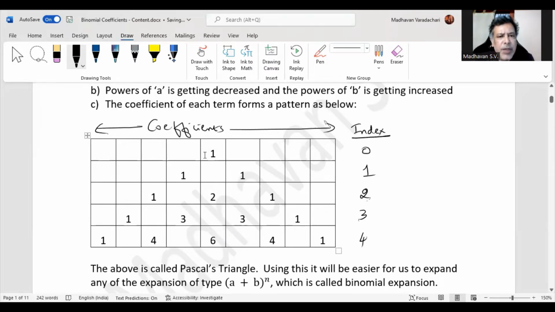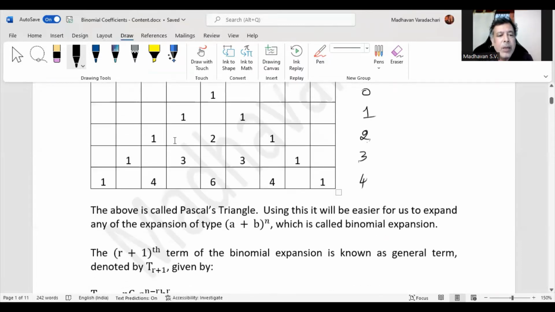What do we mean by these coefficients? When we expand a binomial expansion, for an index of 4, this 1 is the coefficient of the first term, then the coefficient of the second term, the coefficient of the third term, the coefficient of the fourth term, the coefficient of the fifth term, like that. The above is called Pascal's triangle. Using this, it will be easier for us to expand any expression of the type (a + b) to the power of n, which is called binomial expansion.